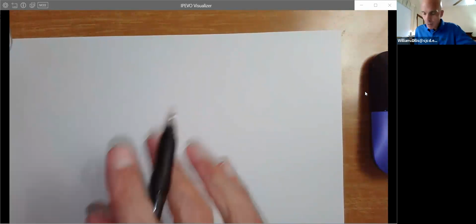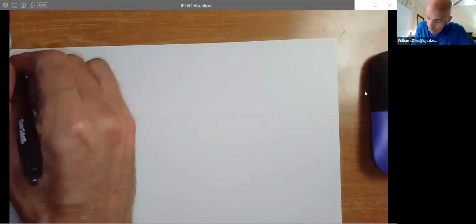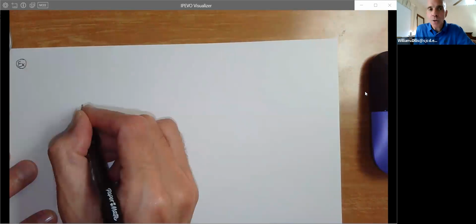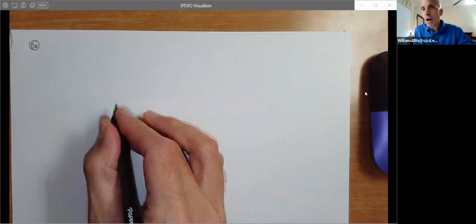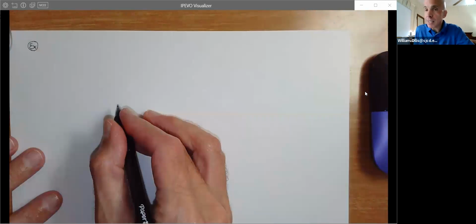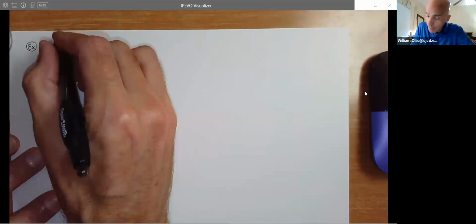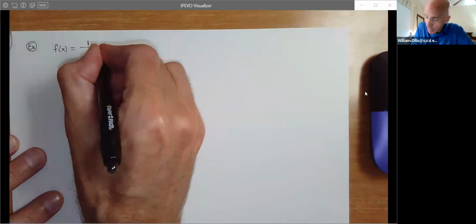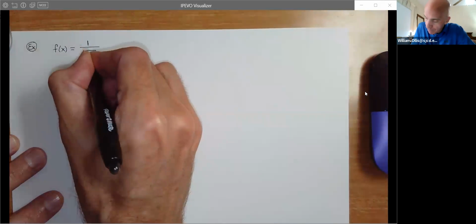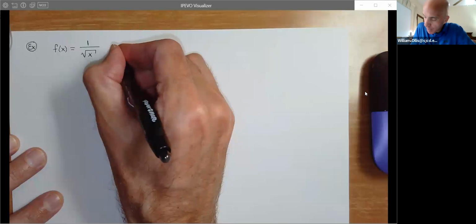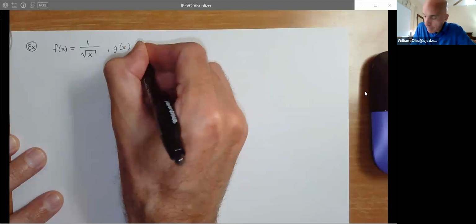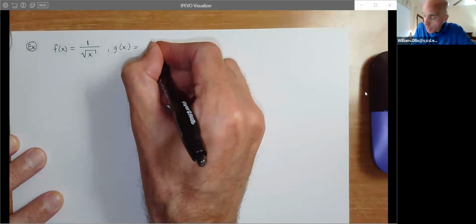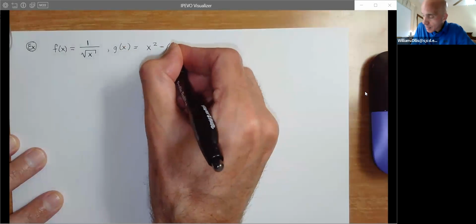Let me move this chair up a little bit. So here's an example of what WebAssign does. I want you to compute the composition and then figure out the domain. So we're going to have f of x be 1 over the square root of x, and g of x will be a polynomial, x squared minus 6x.